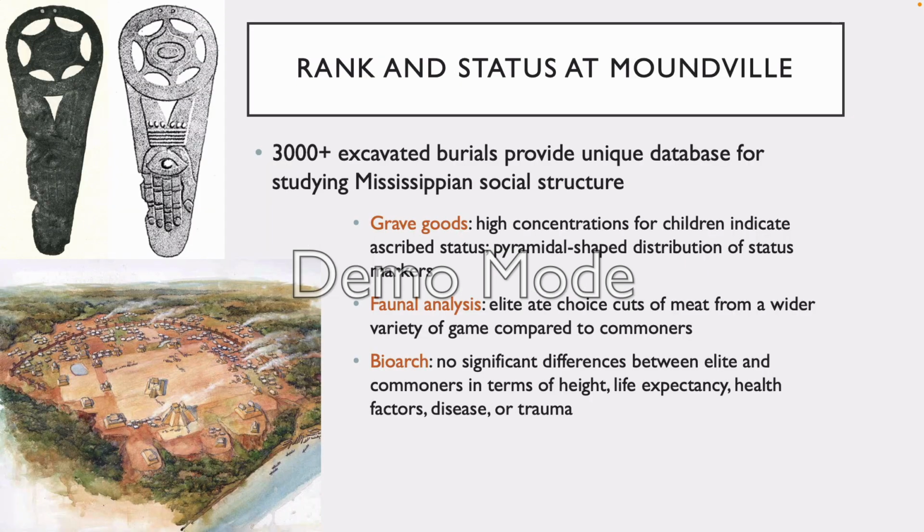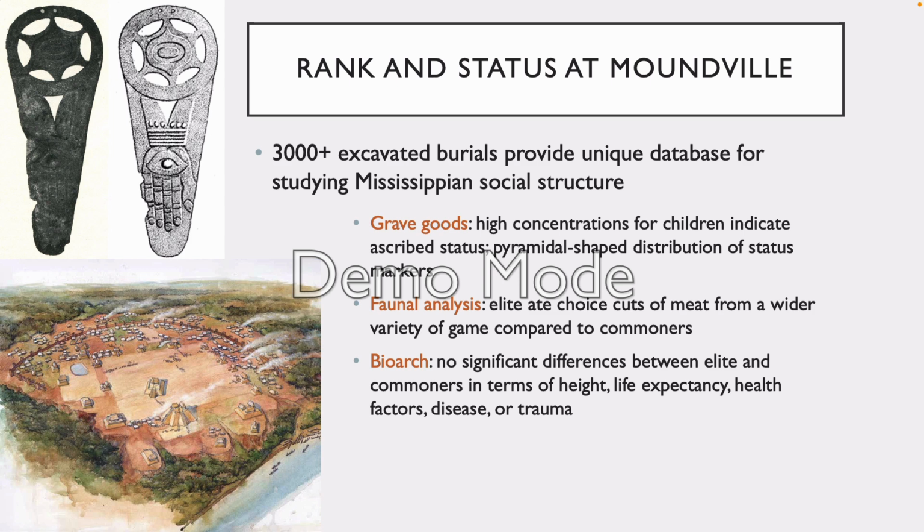An example of this then is from the site of Moundville, where we have a rather large sample, over 3,000 excavated burials that give us some unique insight into Mississippian social structure. We look at three types of data, and we can get some interesting patterns. The first being the grave goods themselves. We see examples where there are high concentrations of grave goods within children's burials. This would signal that there's possibly an ascribed status happening in this society, and that would help us to determine that their social organization was a bit more pyramidal, so only a few people at the top, lots more people at the bottom.